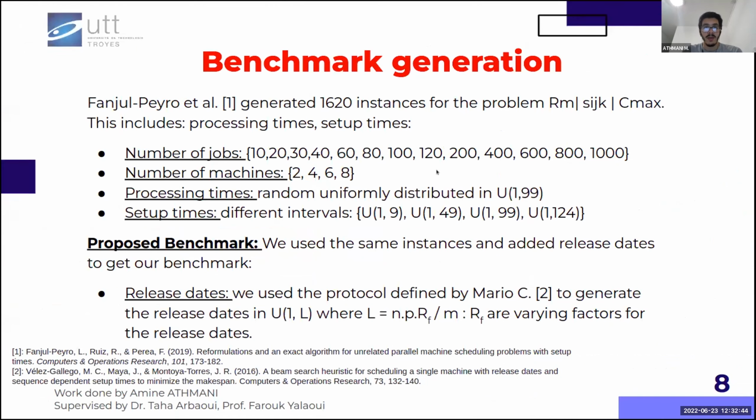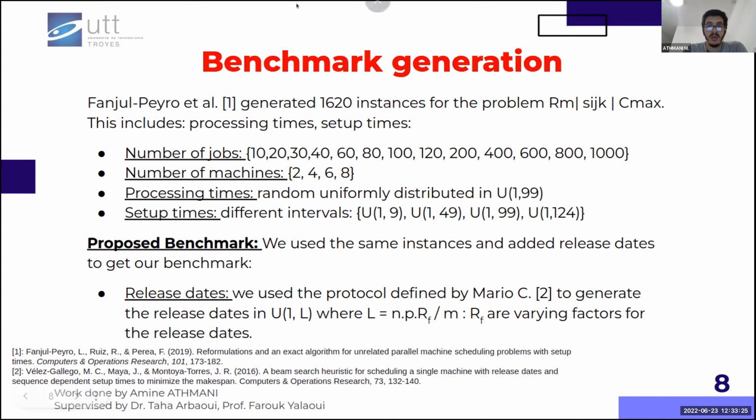This problem hasn't been studied in the literature before. One variant of the problem has been studied, which is the problem without the release dates, so we added the release date constraints. We took the existing benchmark generated by Fanjul-Peyro et al., which consists of 1,620 instances. The number of jobs goes from 10 to 1,000, so very large instances, and the number of machines ranges from 2 to 8 machines.